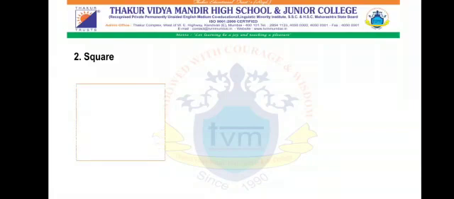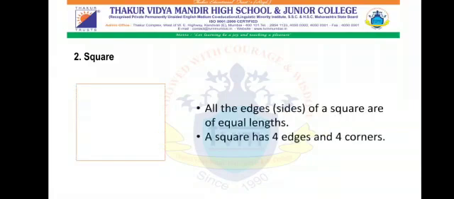Square. You all can see a square appearing on your screen. All the edges of a square are of equal length. Not like the rectangle. The rectangle had only 2 sides equal. But in square all the 4 sides are of equal length. And there is one similarity. A square also has 4 edges and 4 corners.